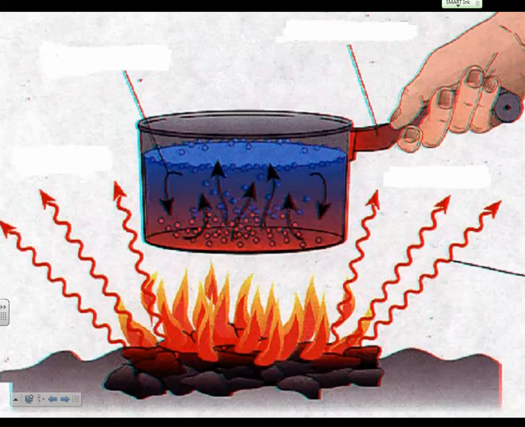And there they are again. Radiation off to the sides. Convection is occurring within the pot. Conduction, the hand touching the handle of the pot. Solid contact.